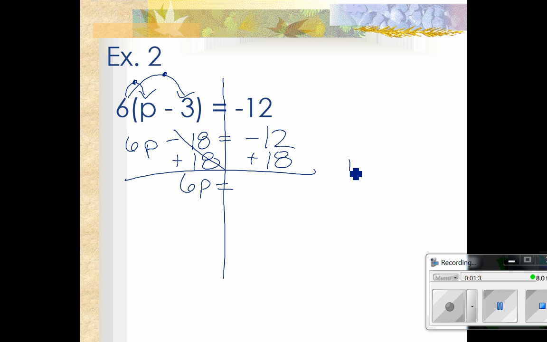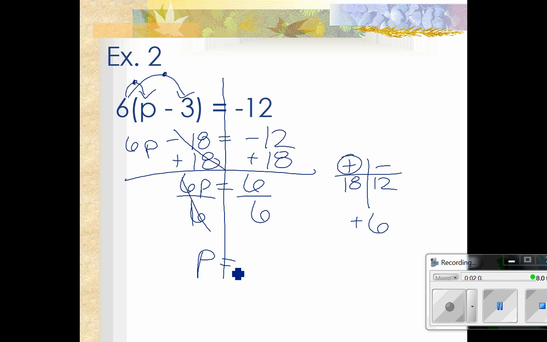You make a T-chart. 12 is on the negative side. 18 is on the positive side. When they're on different sides, you find the difference. So the difference between these two numbers is 6. It is a positive 6 because there's more on the positive side. So we can bring the 6 over here. Divide. p equals 1.